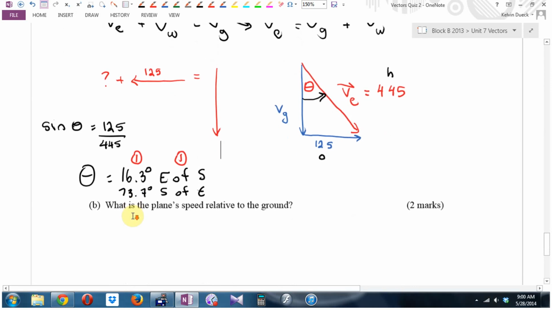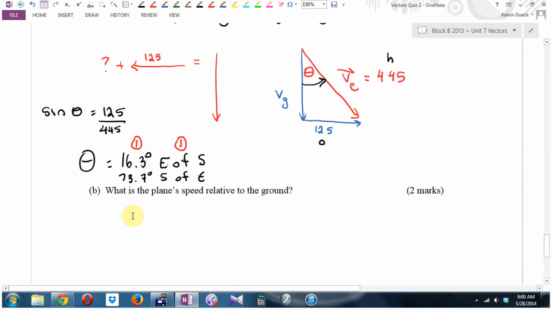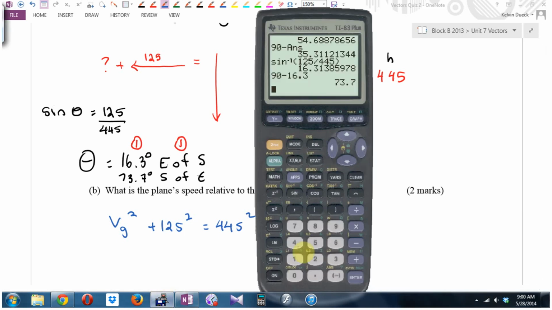B, what's the plane speed relative to the ground? Oh, it's going to be ground squared plus 125 squared equals 445 squared. It's still Pythagoras, but it's not Pythagoras where you're finding the hypotenuse. It's going to end up being 445 squared minus 125 squared, square root.